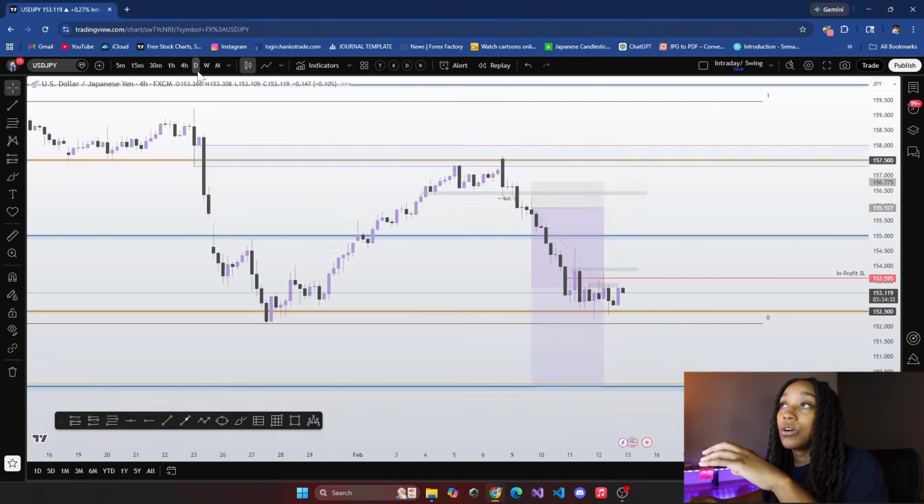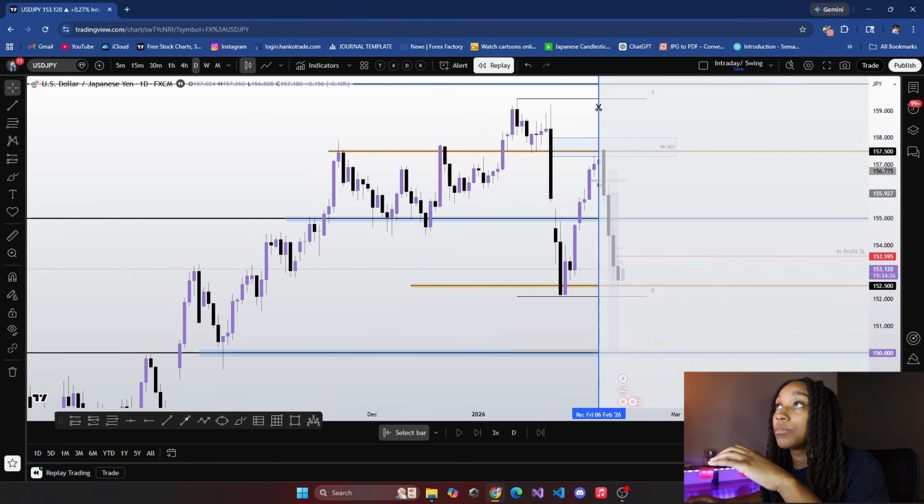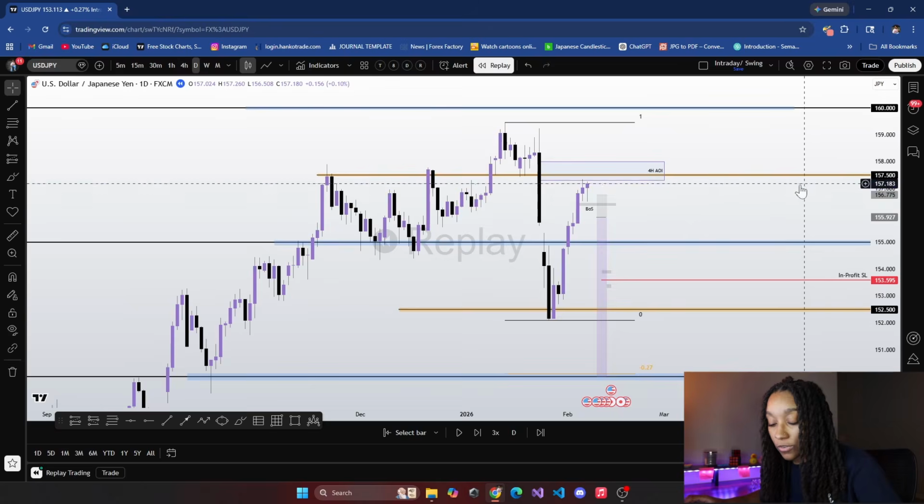I want to start by jumping back to where I first saw price, initially before the drop. So let's go back to right here. First things first, we need to identify where the trend is going, right? We have to look at the daily time frame. The daily time frame lets us know where we need to trade, right?